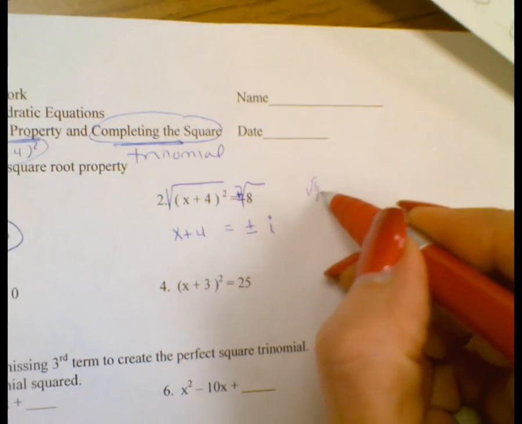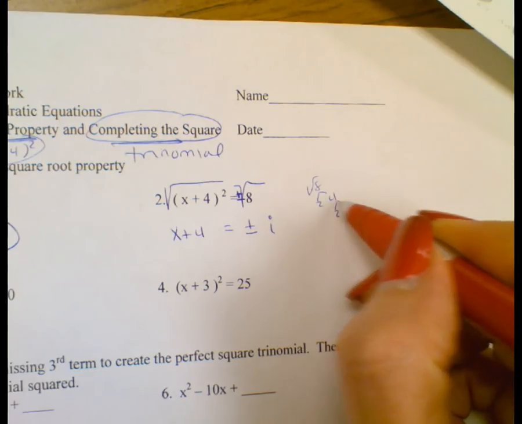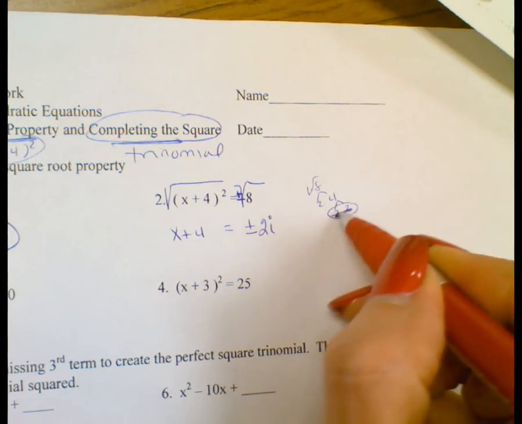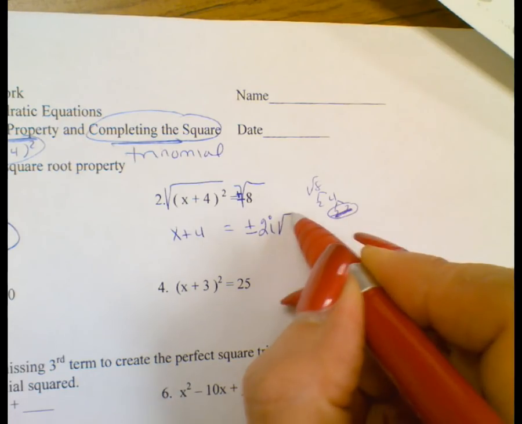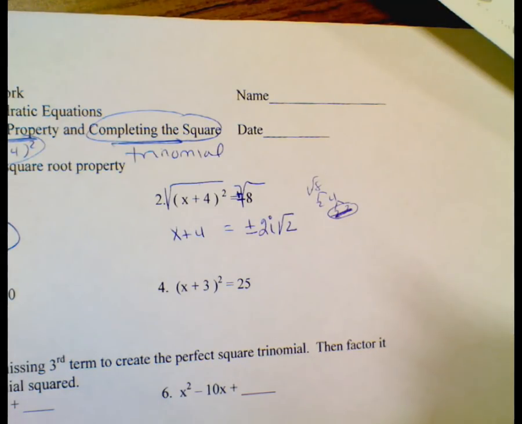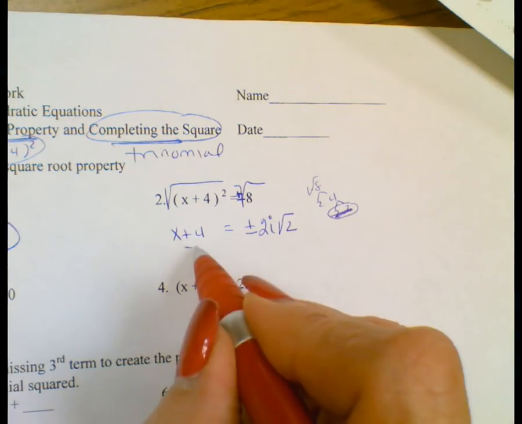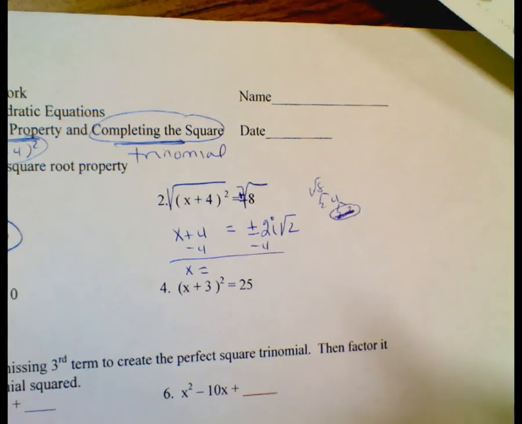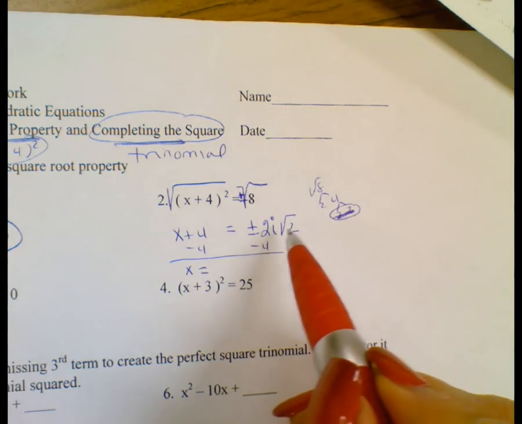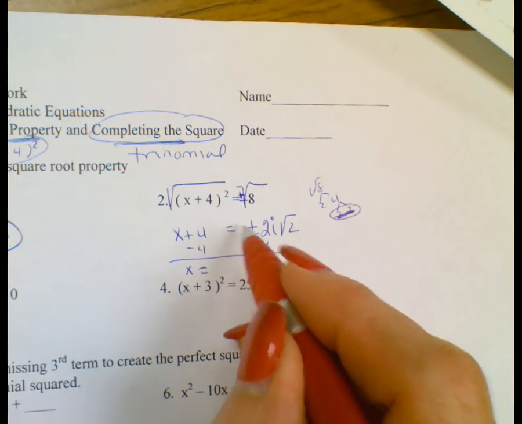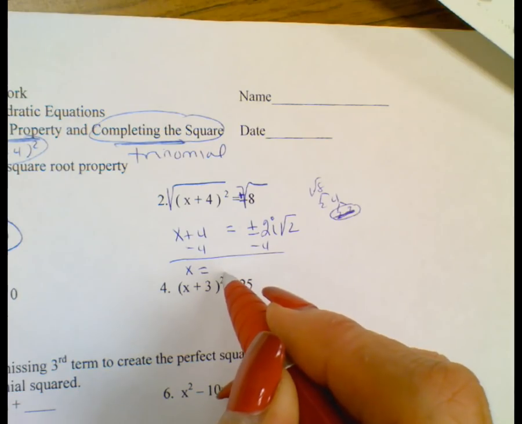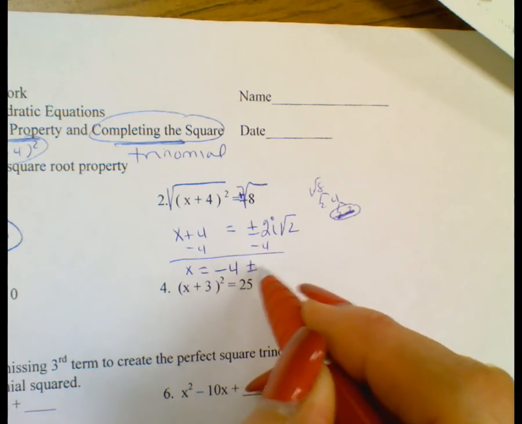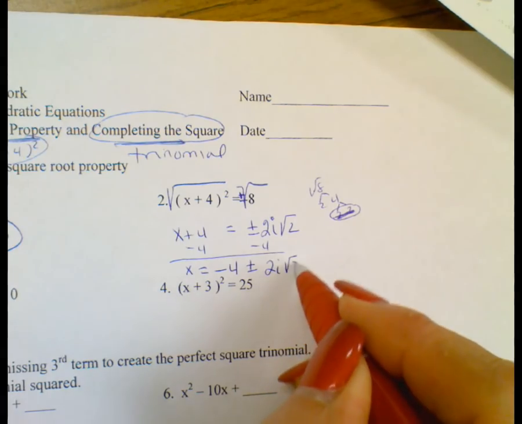Now radical 8, if you do a factor tree, you have three 2's, so two of them can come out. So one of them comes out, cross those out, and there's still a 2 left. So that would be 2i radical 2. Then the last step is to get x by itself, so we subtract 4. Now this subtraction of 4 could go at the end, but it's best to go in the front, in front of your plus minus. So you're going to write x equals negative 4, write that first, then followed by the plus minus, then the 2i square root of 2.